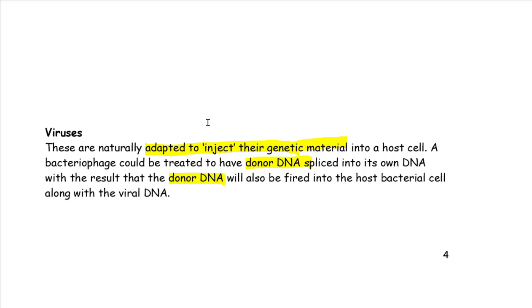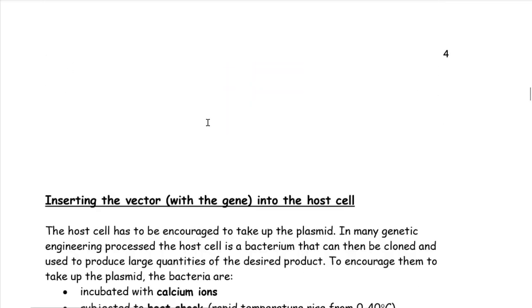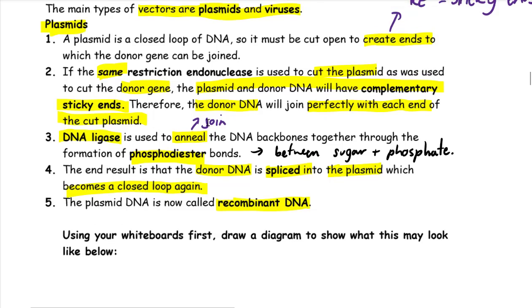So what we can do is take the virus, modify it, insert the human gene into the virus, and then when we release it to come into contact with certain types of cells, they will automatically inject the gene that we want the other cells to have. So it's quite clever, but by far plasmids are the most common route that we're going to be looking at.